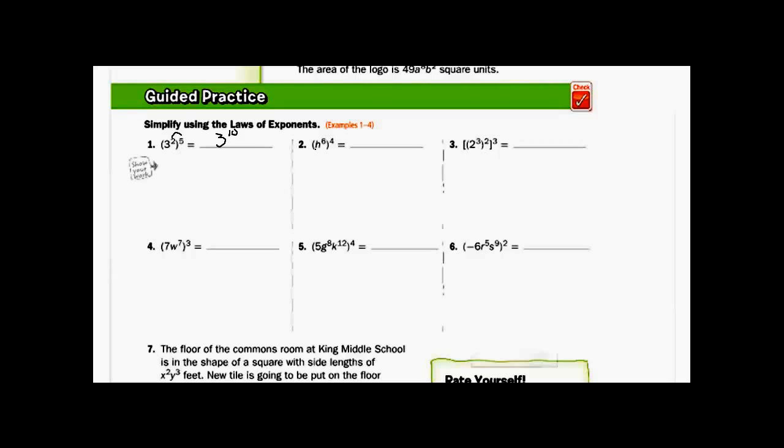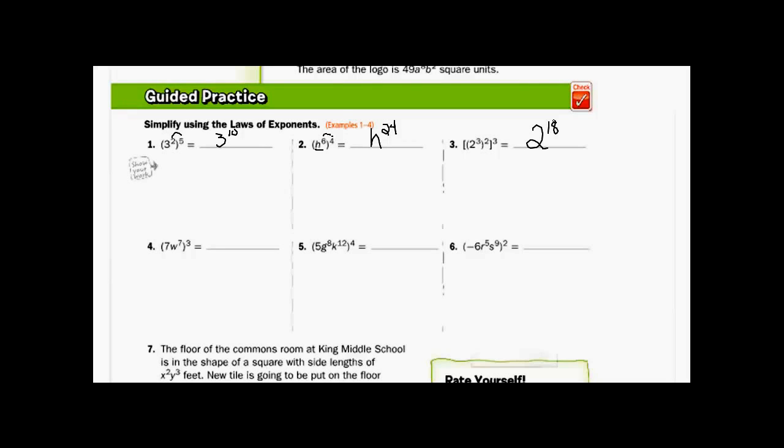Next one, again, there's only one thing in that parentheses. So it's 4 times 6, 24. H to the 24th. This one, again, only one thing in here. It just keeps being raised to different powers. So 3 times 2 is 6, times 3 is 18. 2 to the 18th power.